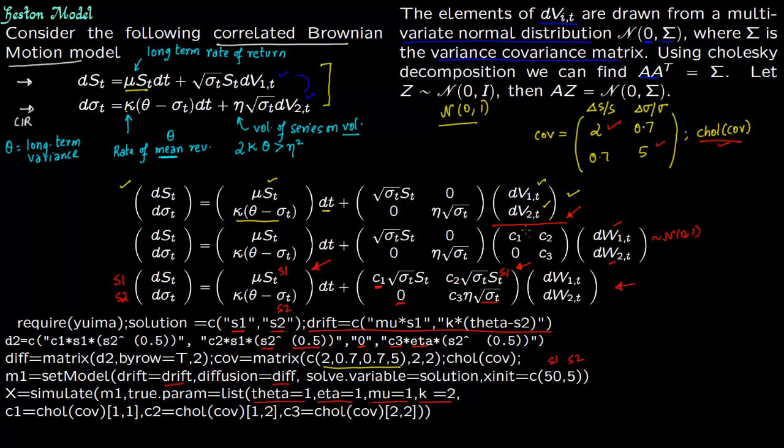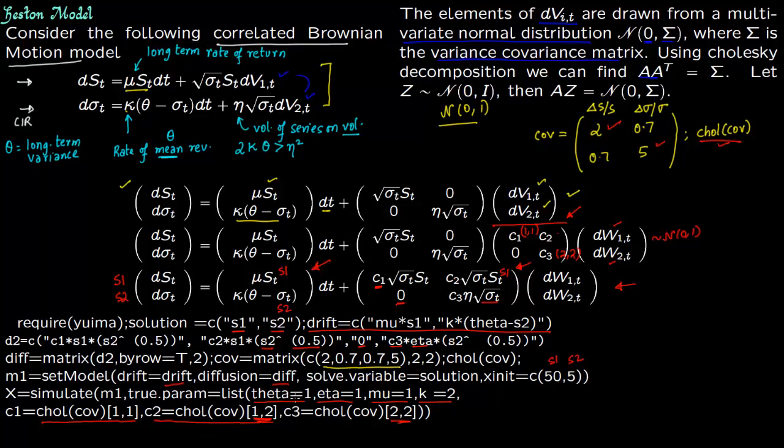So this is the Cholesky matrix. C1 is the first row, first column. So this is 1 1. C1 is this Cholesky decomposed 1 1. C2 is Cholesky decomposed first row, second column. So 1 2. Then you just have 0, but C3 is second row, second column. So this is 2 2, and that's why you have 2 2 here.